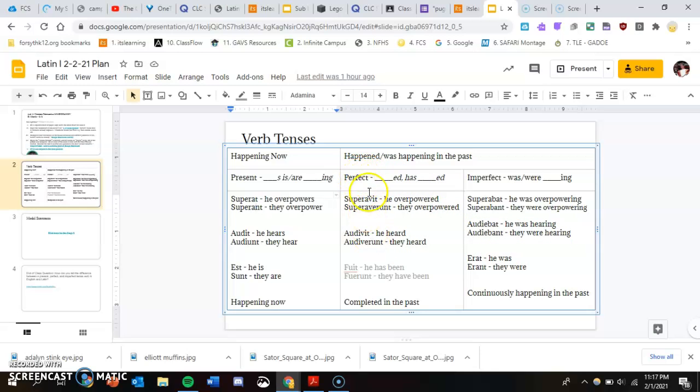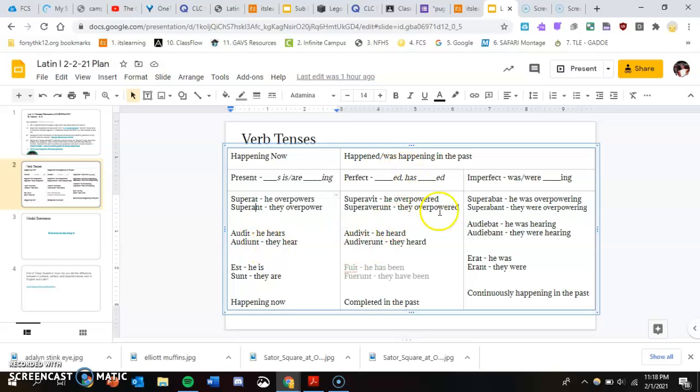Perfect tense verbs. Perfect is just the grammatical term for something that was completed. So the perfect tense, which is one of the two past tenses we're going to learn, is like superavit, meaning overpowered, as opposed to superat, which means overpowers. Superavit could also be translated as he has overpowered. Superaverunt is they overpowered or they have overpowered. Same idea with audivit and audiverunt, meaning he or they heard, as opposed to audit and audiunt, he hears or they hear.